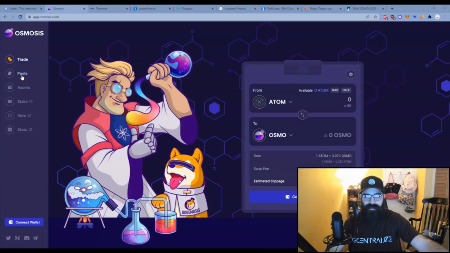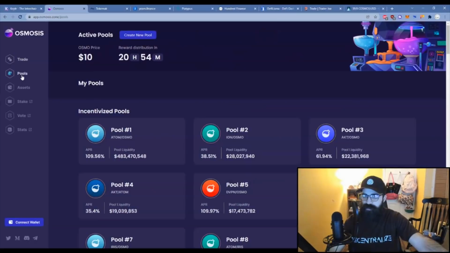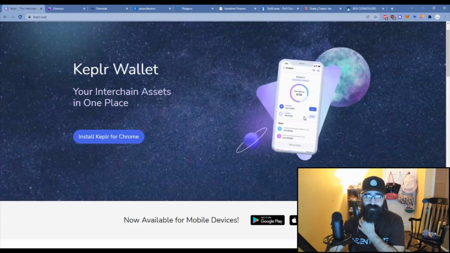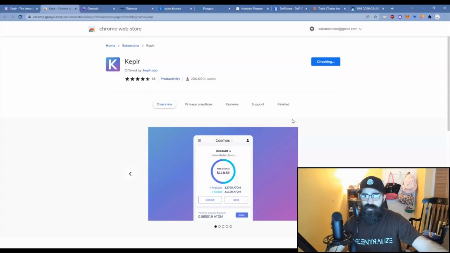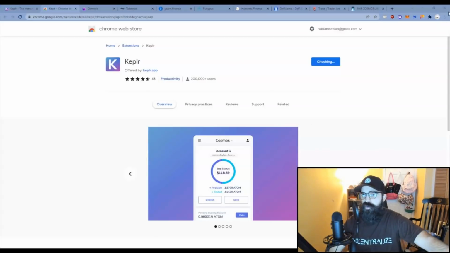Okay, so basically Osmosis offers a bunch of pools that have between 50% and 150% APR, which cranks up quite a bit in APY. It can be 200, 300% APY. Now, the way that you interact with this is through a Keplr wallet. You can download the Keplr wallet from the Keplr app. Click Install Keplr on Chrome, click Add to Chrome, add extension, and you will get that extension.